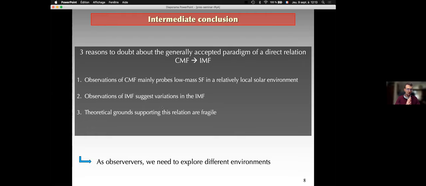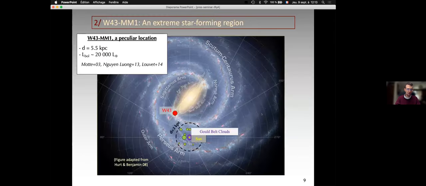Now, as observers, what can we do to progress? What we need is to explore different kinds of environments to test this assumption and push the idea. So W43 is what we could call a particular environment, a different environment.